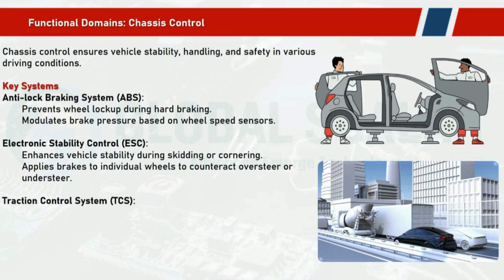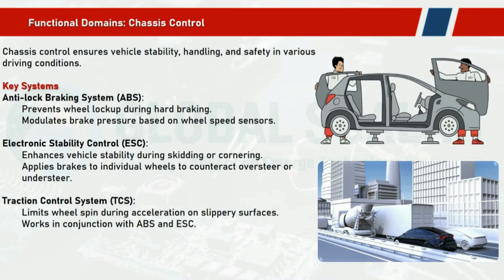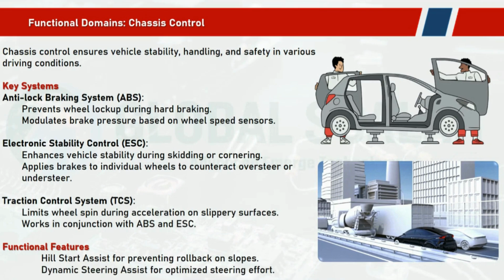Where the vehicle cannot be controlled, the traction control system will play a major role. It will limit the wheel spin during acceleration or on slippery surfaces. It works in conjunction with the ABS and ESC. Functional features are hill start assist for preventing rollback on slopes, and dynamic steering assist for optimizing the steering effort.